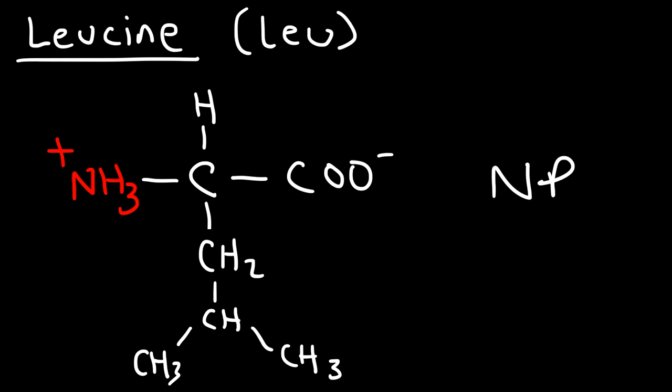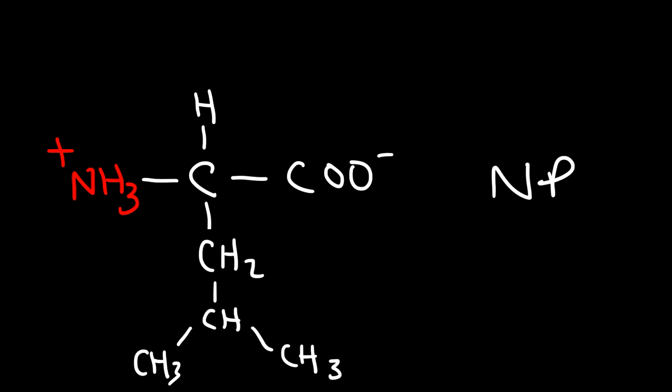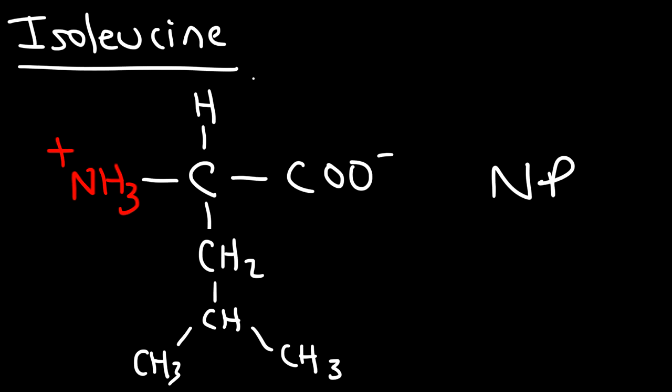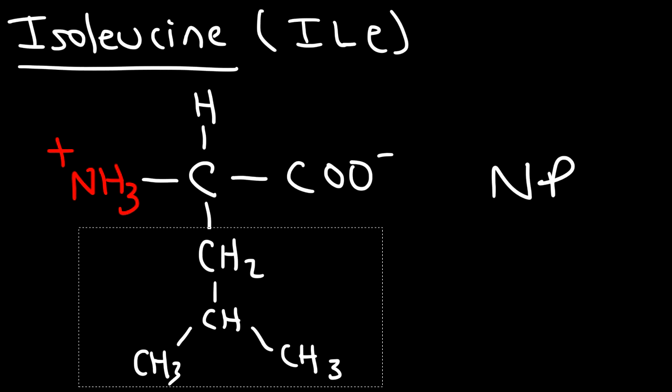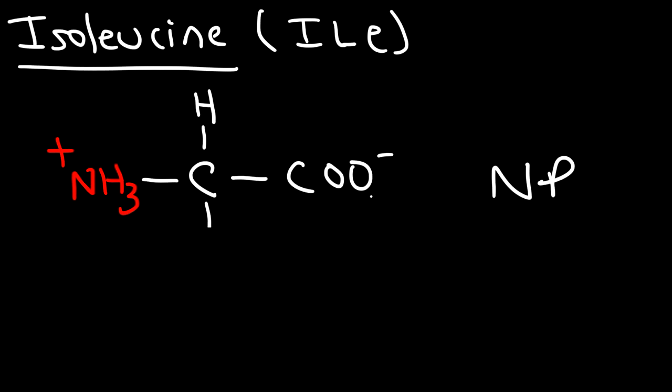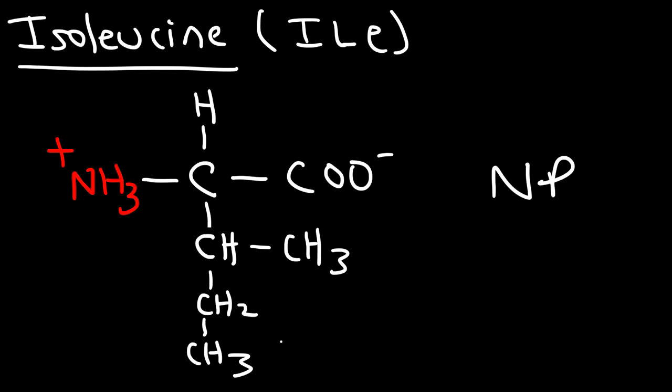Now the next one we're going to talk about is isoleucine. And I like to think of this as an isomer of leucine. The abbreviation for it is ILE. So first, attached to the chiral carbon, there's going to be a CH group, which has a methyl group and an ethyl group. So that's the structure for isoleucine.